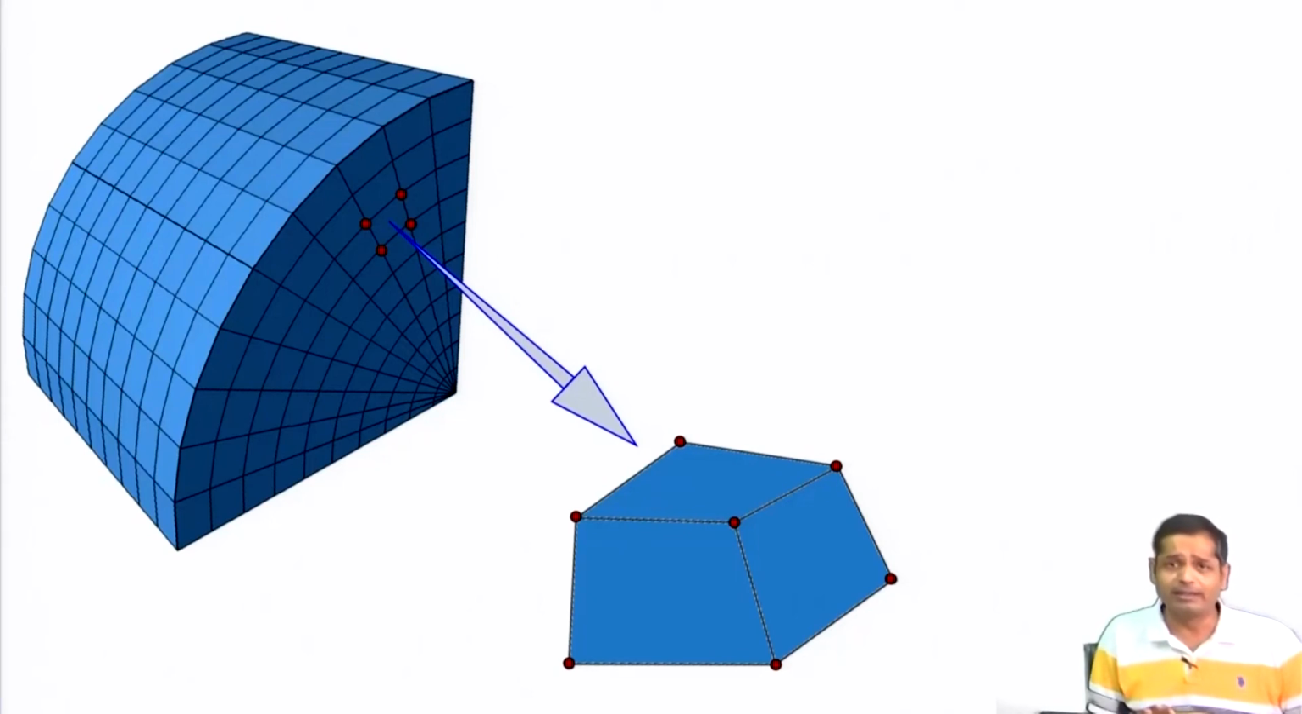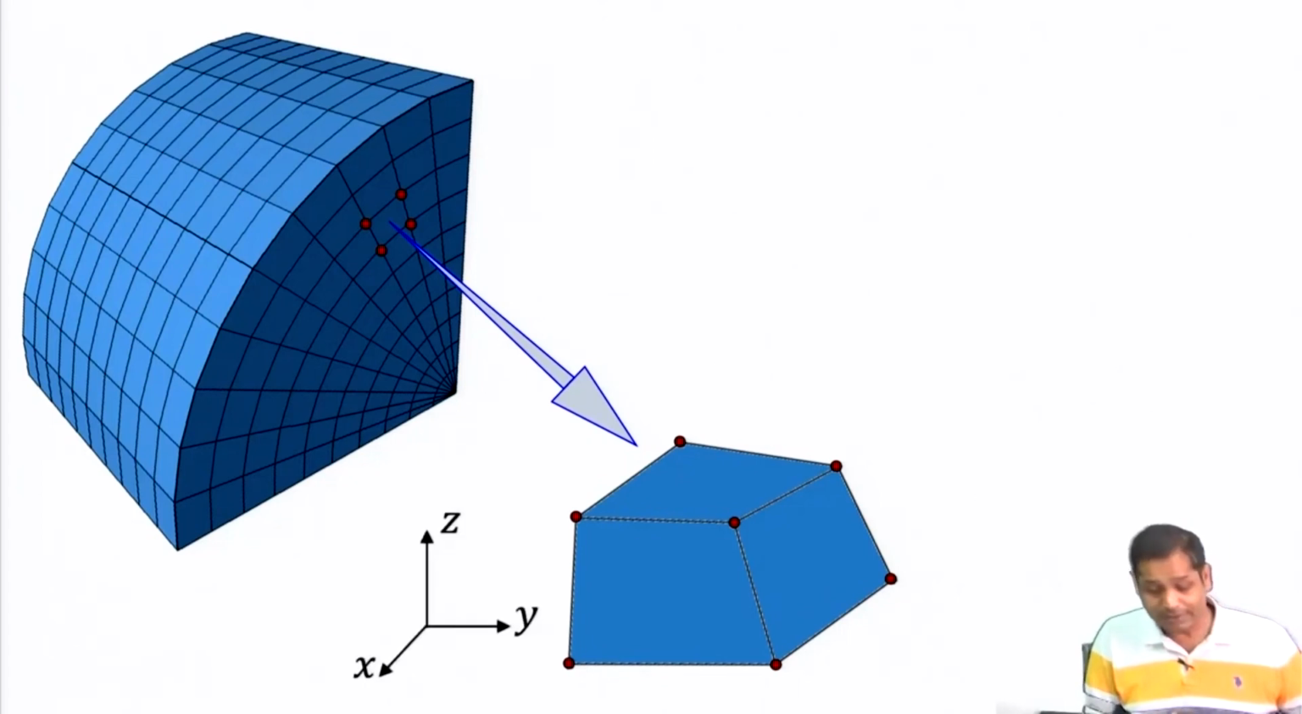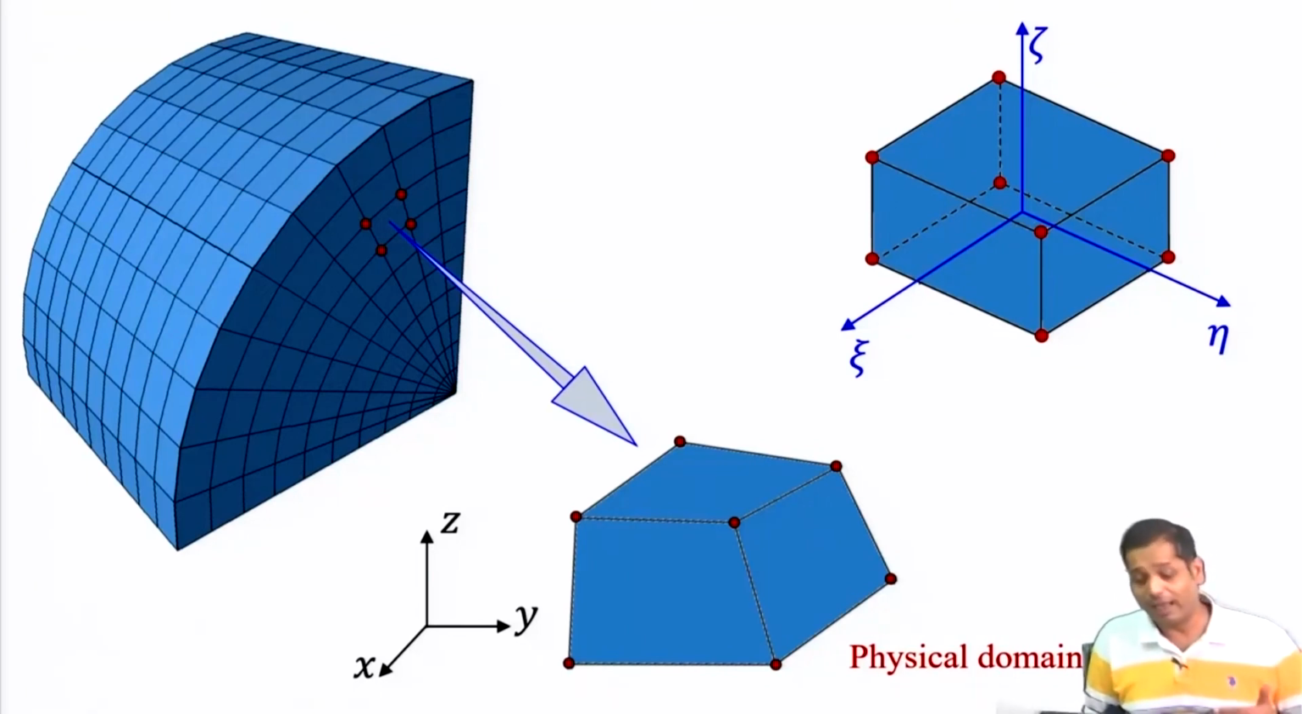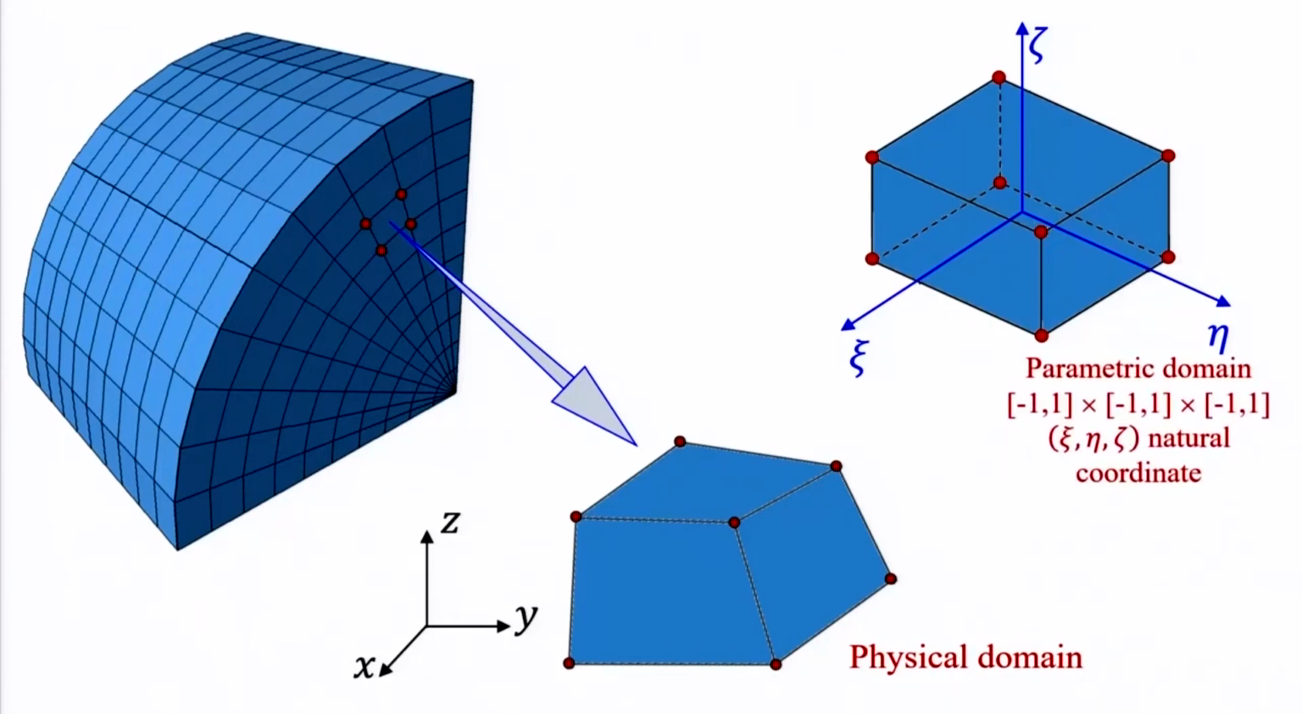Now we need to write the equations for this element, but because of the shape of the element, orientation of the element, we cannot write the equation directly for this element in xy coordinate system. So this is xy coordinate system, the element is. Then we take an element in its parametric space in xi, eta and zeta coordinate, which is also called the natural coordinate, and the parametric space is -1 to 1 in all the directions, xi, eta and zeta direction. So this is our parametric domain, and this is our physical domain, right?